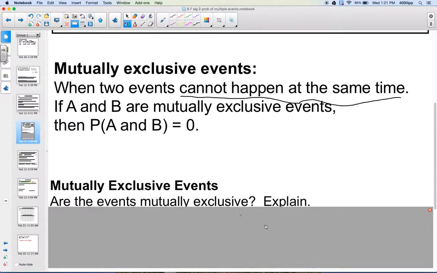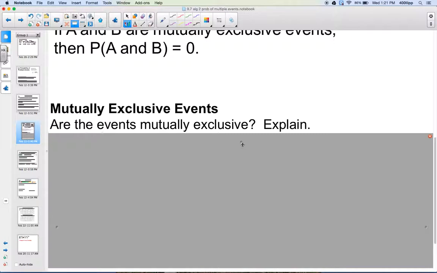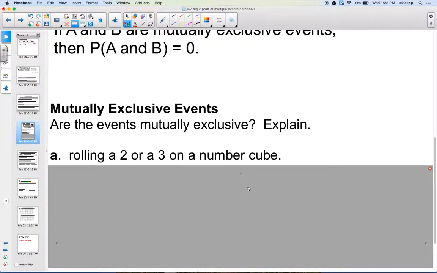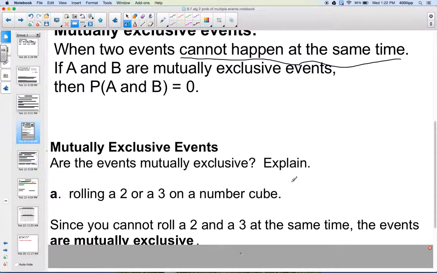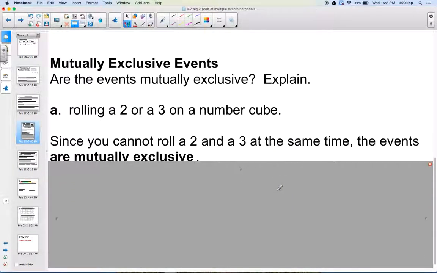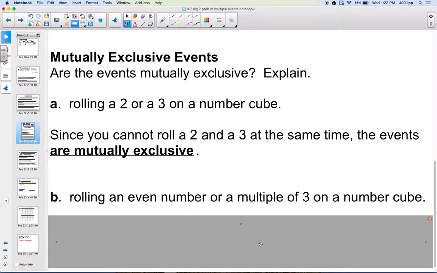All right, moving on here, we're going to say if these are mutually exclusive and explain it. So rolling a 2 or a 3 on a number cube. You want to ask yourself, can this happen at the same time? When I roll a number cube, can I have this happen at the same time on one roll? So we should say, no, it cannot happen at the same time. And since it cannot happen at the same time, these are mutually exclusive events. Since you cannot roll a 2 and a 3 at the same time, the events are mutually exclusive.